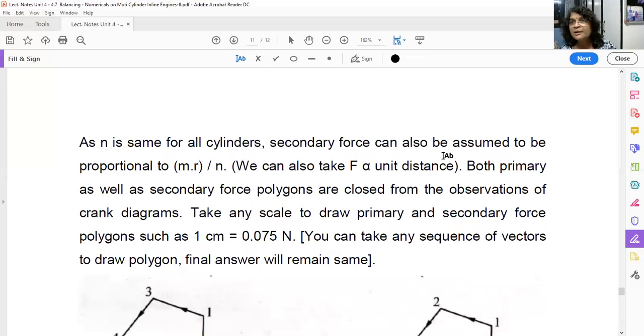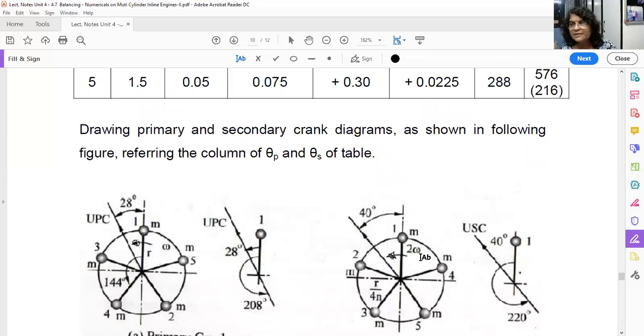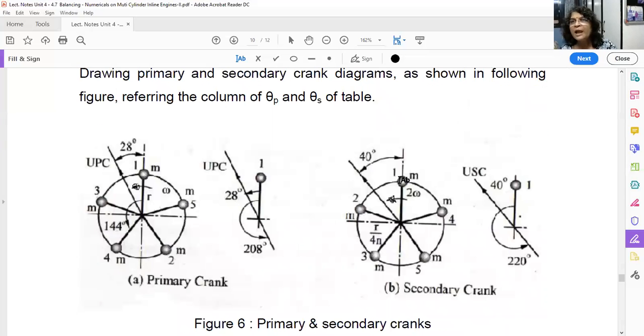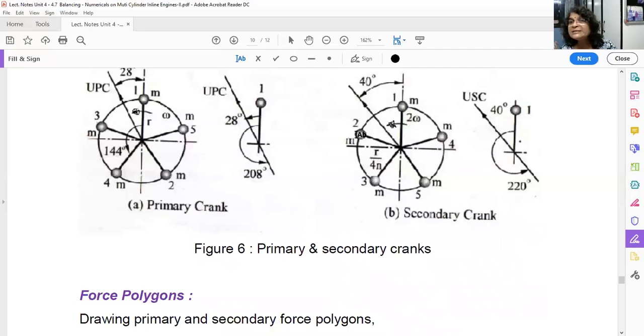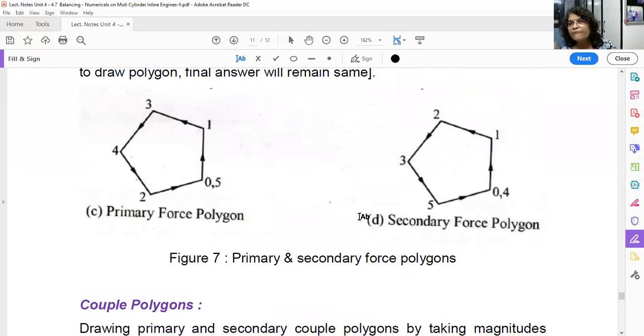Secondary crank diagram, this one. Okay. So this is your 5. And as I told you, you can take any sequence. Your final answer will remain same. Okay. So 5 is positive. Magnitude is this one. You have taken suitable again same scale. Okay. So and after that we have drawn 2. So 2 is negative. Positive is along outward direction. Negative is opposite. Okay. So after 5 we have drawn vector for 2.